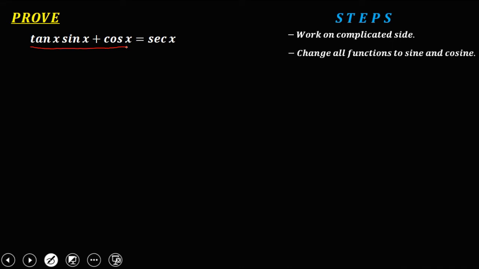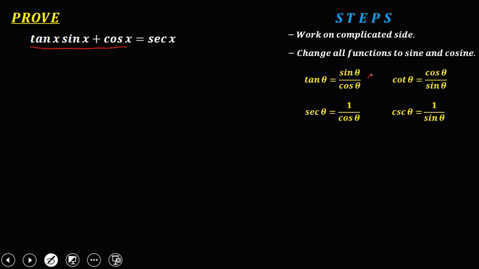all functions to sine and cosine. So if there is tangent, change tangent to sine over cosine. If there is cotangent, change that to cosine over sine. And if there is secant, change that to 1 over cosine. And for cosecant, that's 1 over sine. So we need to change everything to sine and cosine.